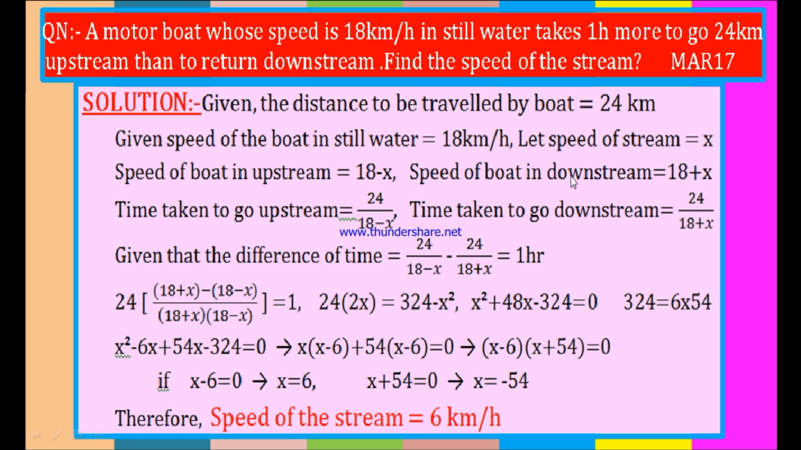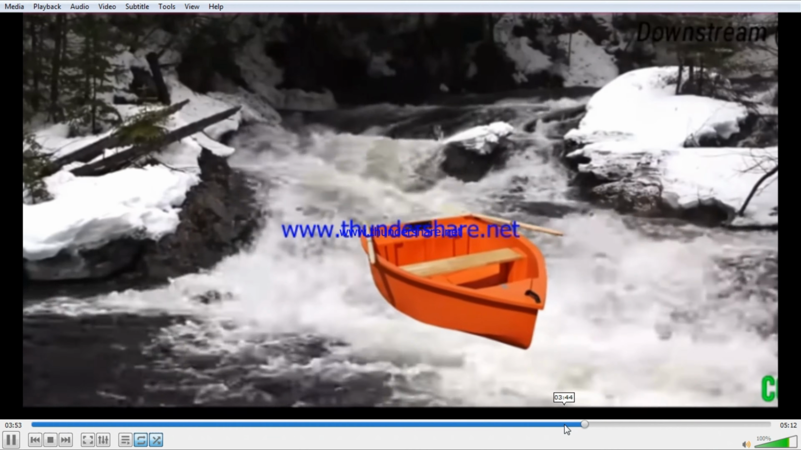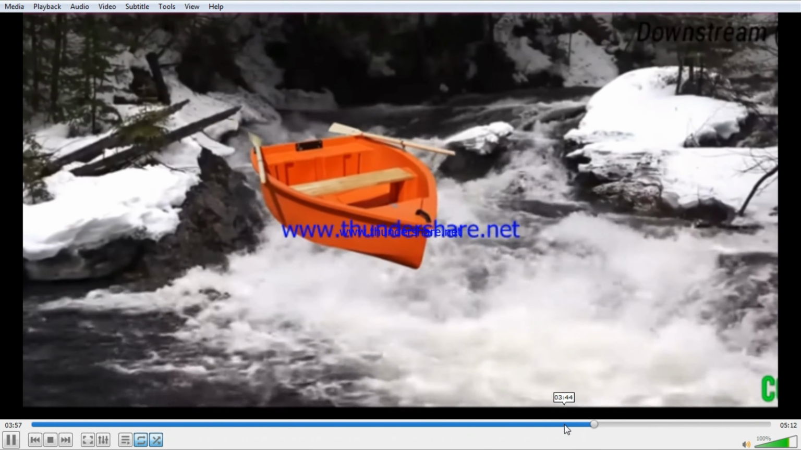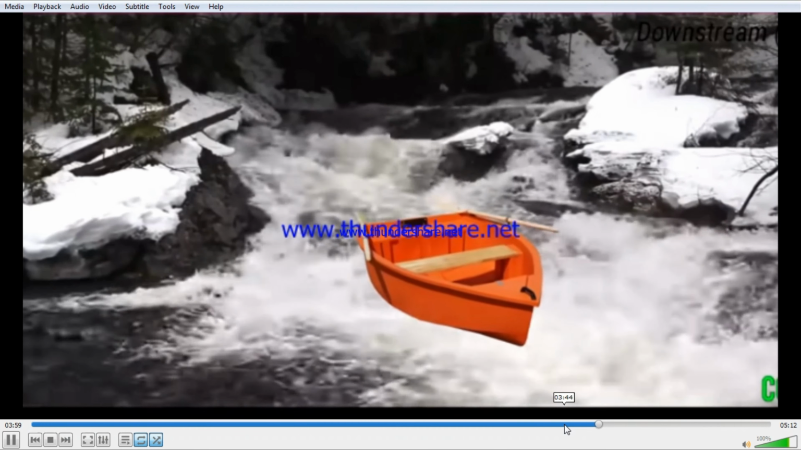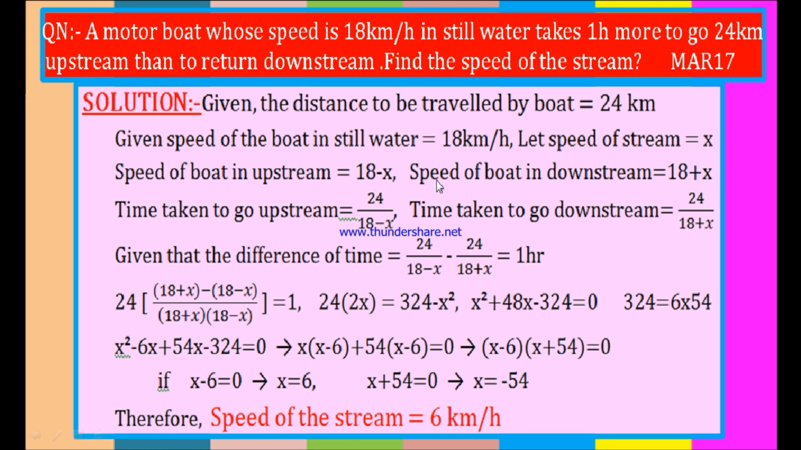In downstream, since the boat is traveling in the same direction as the water, it goes fast. You see students, the water is flowing and the boat is traveling downstream, so it is moving with more speed. The relative speed in downstream is more. Therefore, the speed increases. Therefore, the speed of the boat in downstream is 18 plus x.